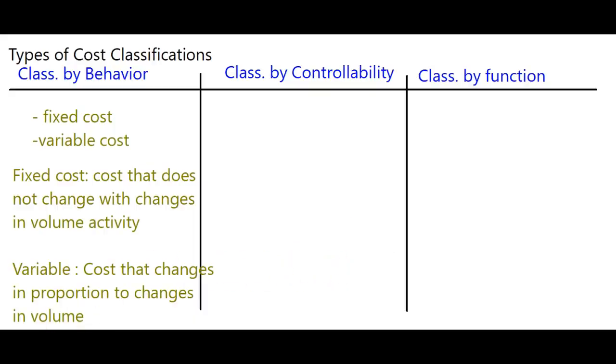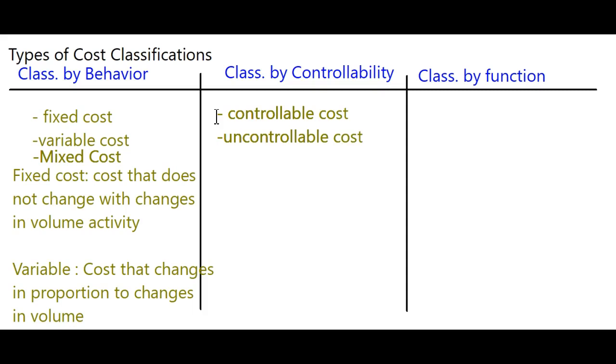So going back to our cost by behavior, we're going to include our mixed costs as one that's classified by behavior. So now we have classification by controllability. Controllability just really means whether I have the power to control it or not. So quite literally, these are controllable costs and uncontrollable costs.